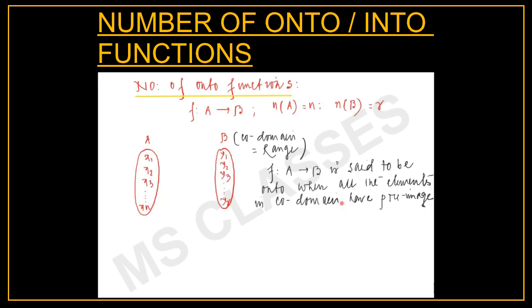Then what we say is onto. If it is not so, if there is at least one element in the set B which has no pre-image, then it is an into function.